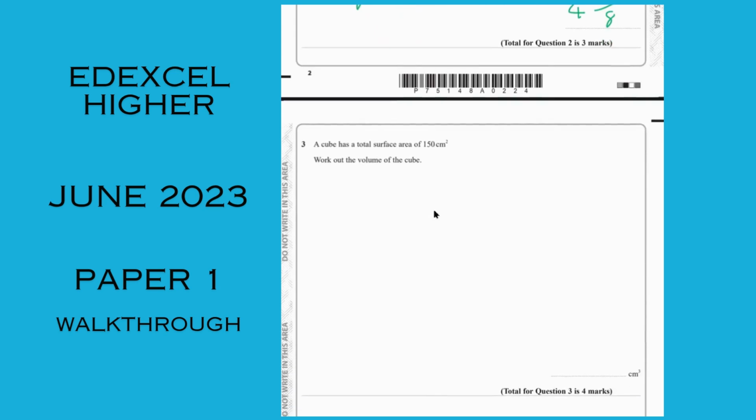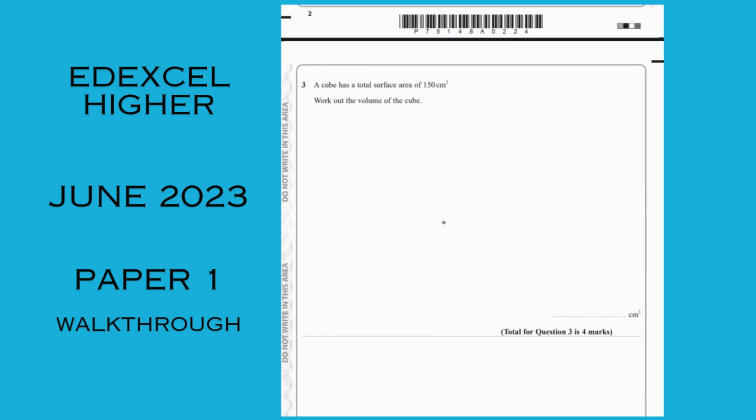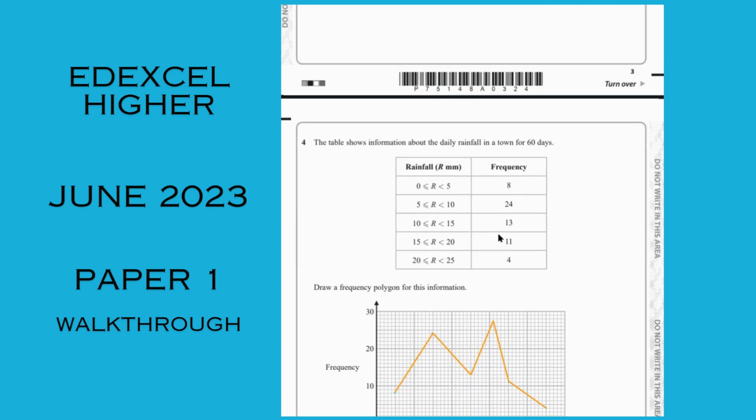On we go. Number 3, we've got a cube. Could draw it, but you should be well aware that it's got 6 sides. So let's divide it by 6. So each side is 25 centimeters squared. That means each side length is 5 centimeters, and the volume is 5 cubed. You probably know it, but if you don't, work it out. It'll be 125 centimeters cubed.